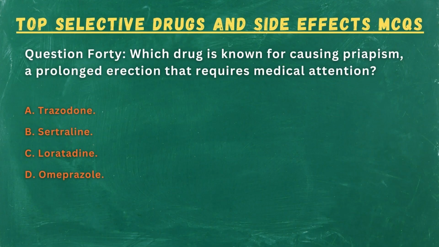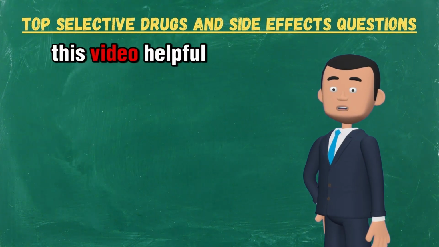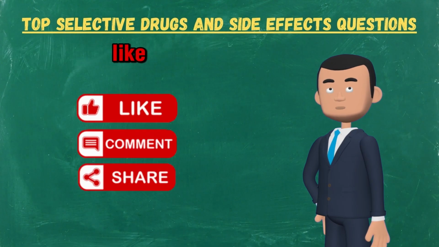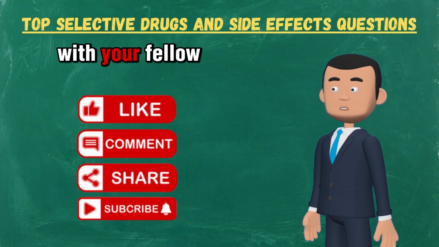Question 40. Which drug is known for causing priapism, a prolonged erection that requires medical attention? A. Trazodone. B. Sertraline. C. Loratadine. D. Omeprazole. Answer: A. Trazodone.